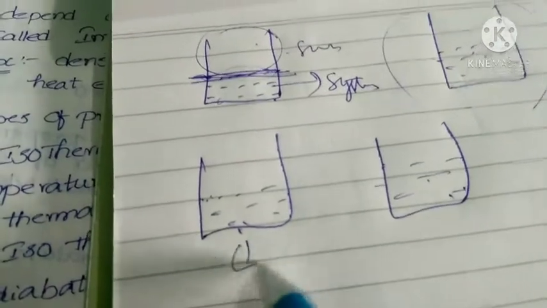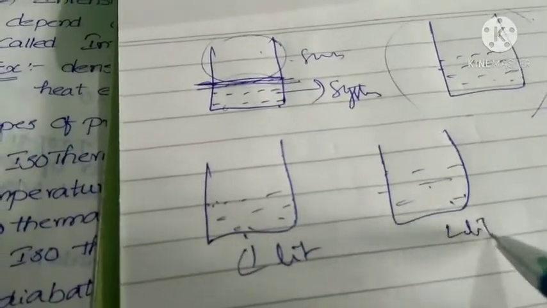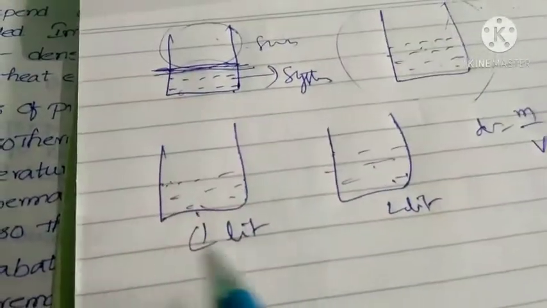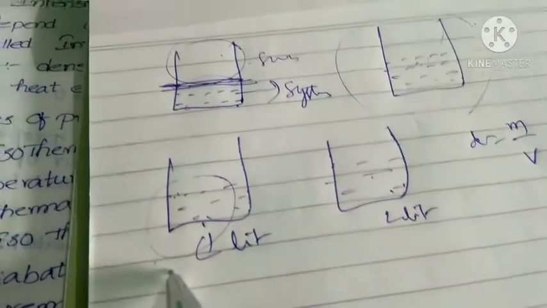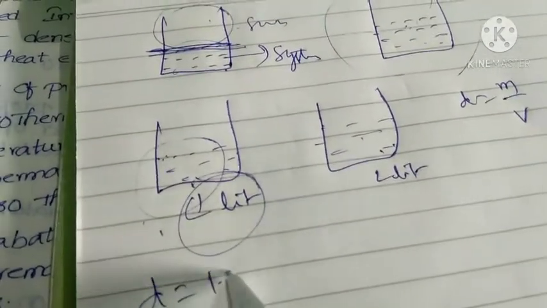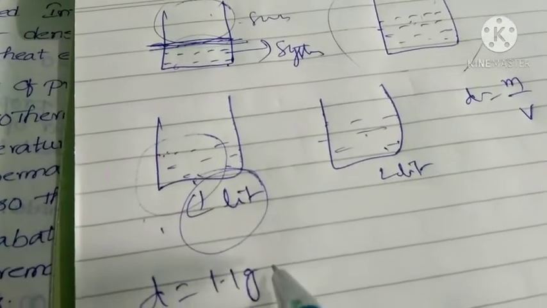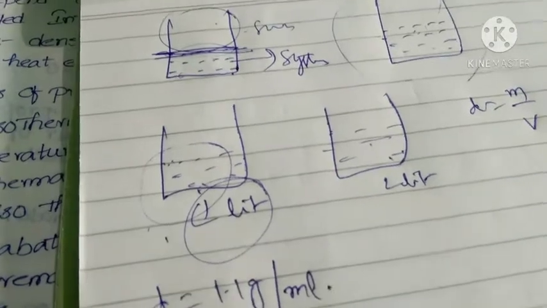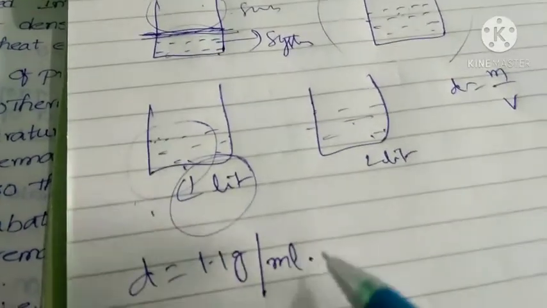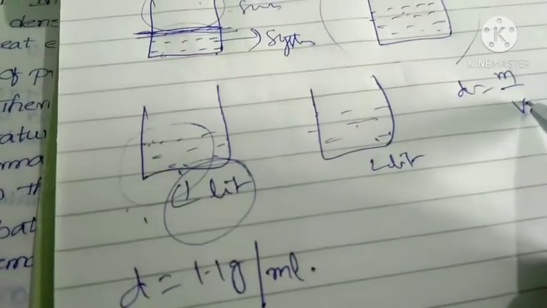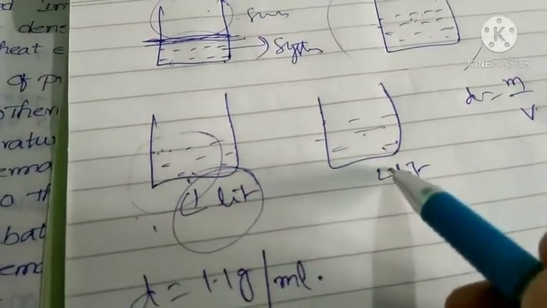See, this is 1 liter water. This is 2 liter water. What is the definition of density? Density is equal to mass per unit volume. Suppose, come to this one. Here 1 liter. Here suppose density is 1.1 gram per cc or ml, because we have to consider density per unit volume.